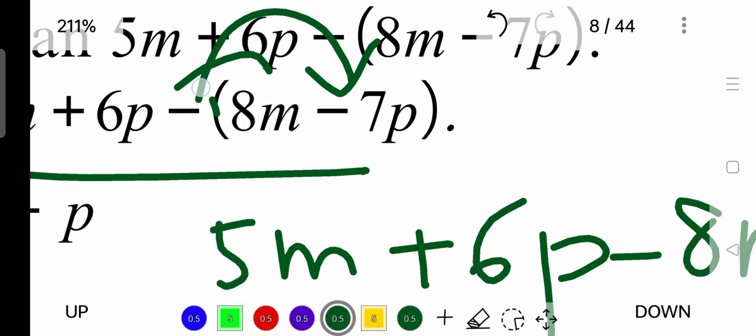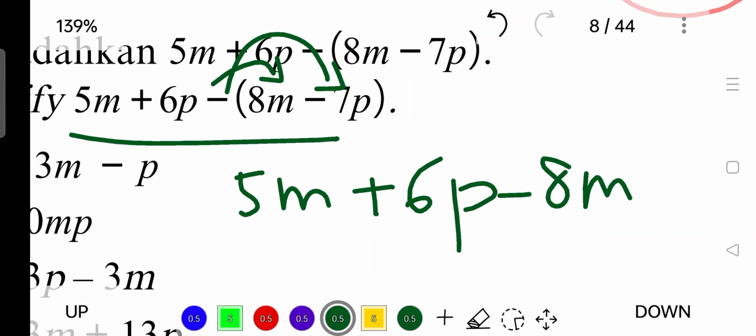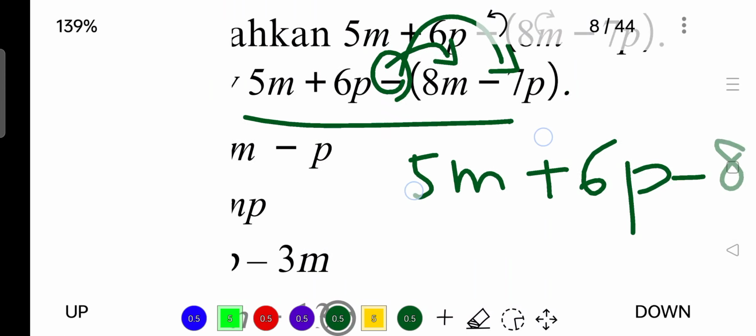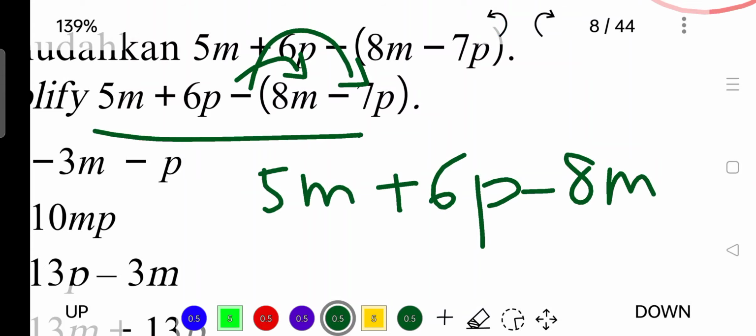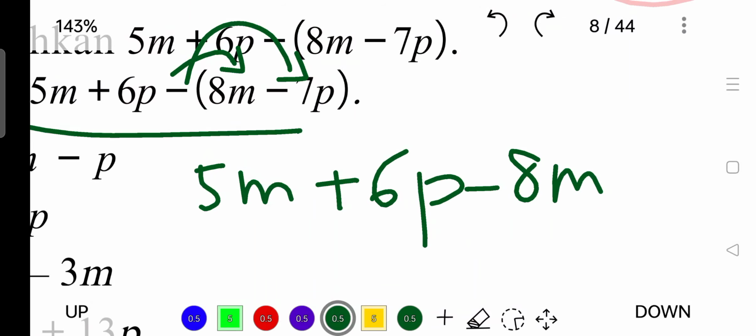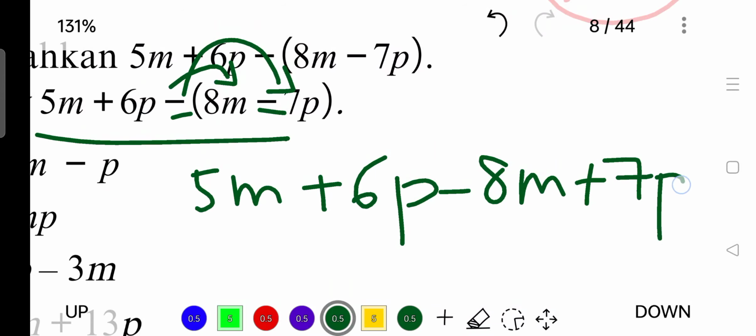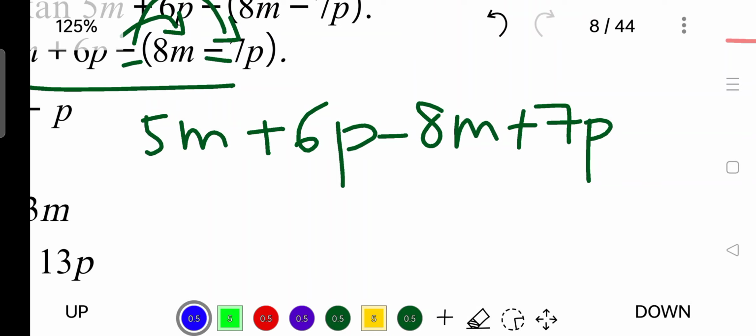And whenever you see a number or symbol in front of the bracket, you have to times in order to break the bracket. Otherwise, you can't simply take it out. Alright? But if there is none in front, okay, so you can simply remove the bracket. So minus 8m and negative negative, you will make a positive 7p. Right? Got this until now?